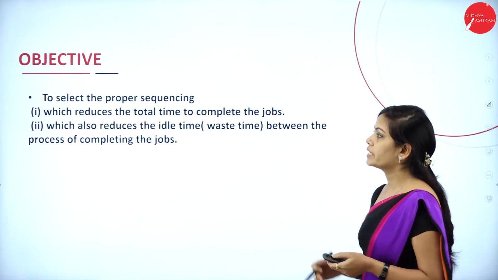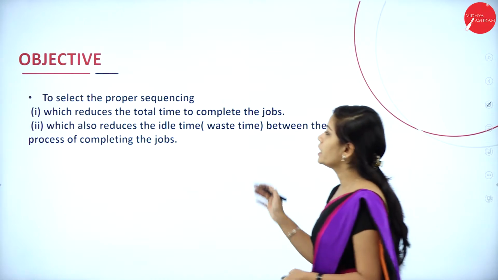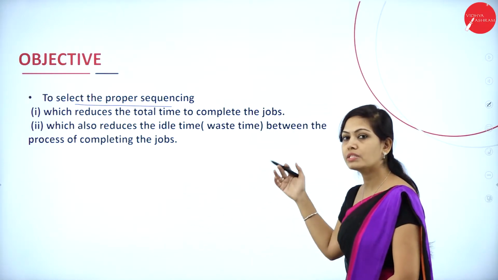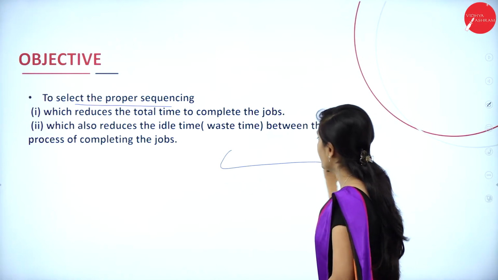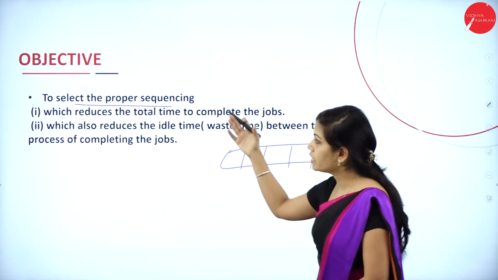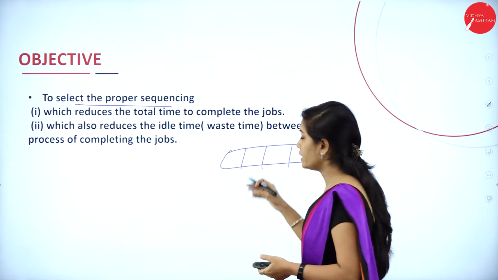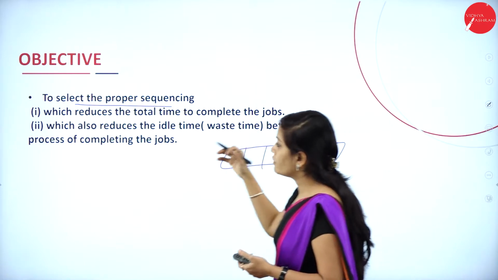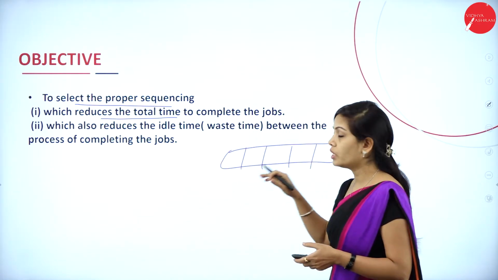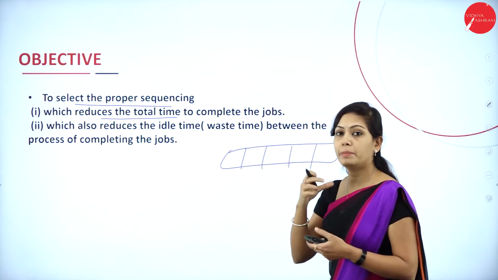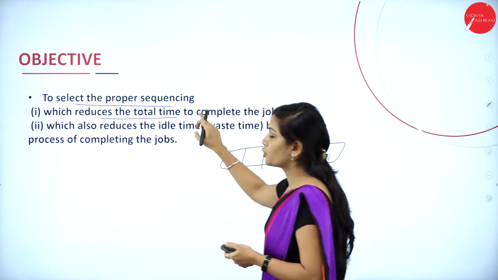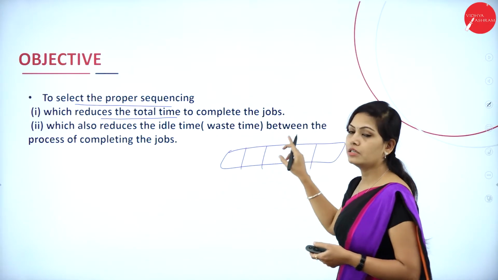And what is the objective of this sequencing problem? It helps to select the proper sequencing. Sequencing means the selection of order, so we are finding the order of the jobs. If we find the proper sequencing, it will help to reduce the total time to complete the jobs.